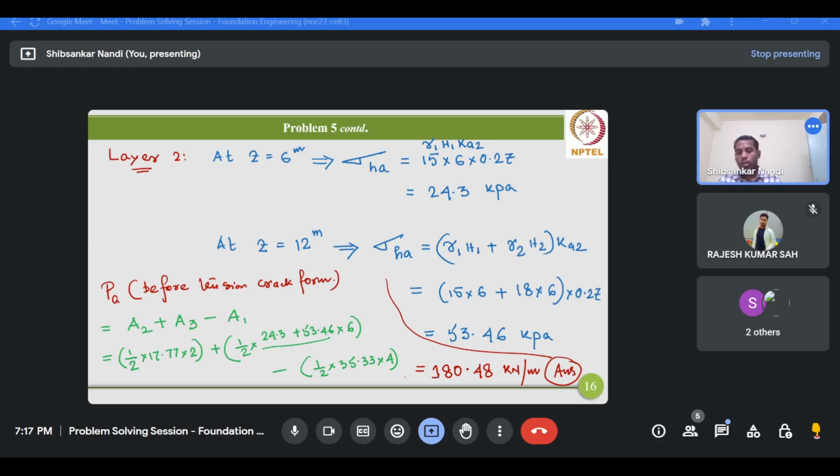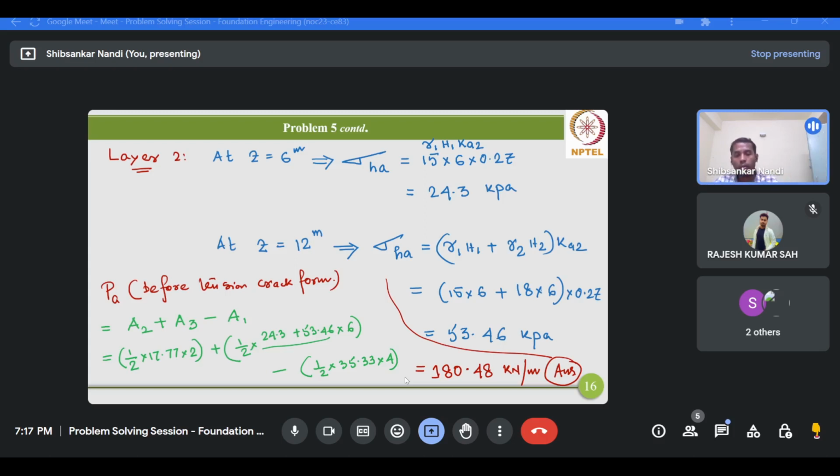Just let me cross check it once. 24.33 plus 53.46 into 3 plus 17.77 minus 35.33 multiplied by 2. Yeah, 180.4. So this is the resultant active thrust.